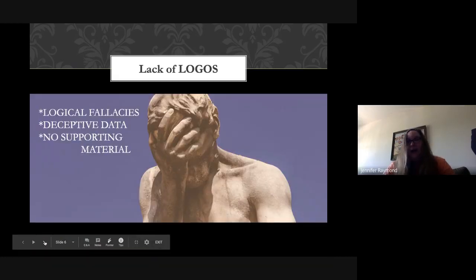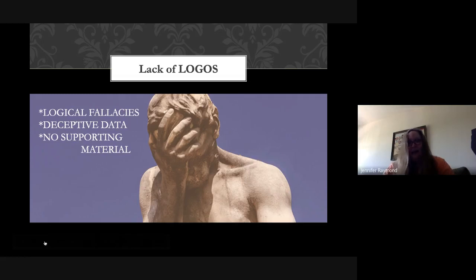And what happens when there is a lack of logos? You may have heard about logical fallacies, fake news, right? You can manipulate data, or you just don't have any. You don't have any supporting material in your speech. You're just saying things off the top of your head. Your audience isn't going to believe you. They're not going to be persuaded by your speech because of the lack of logos. It's not going to add up. It won't make sense to your listener.